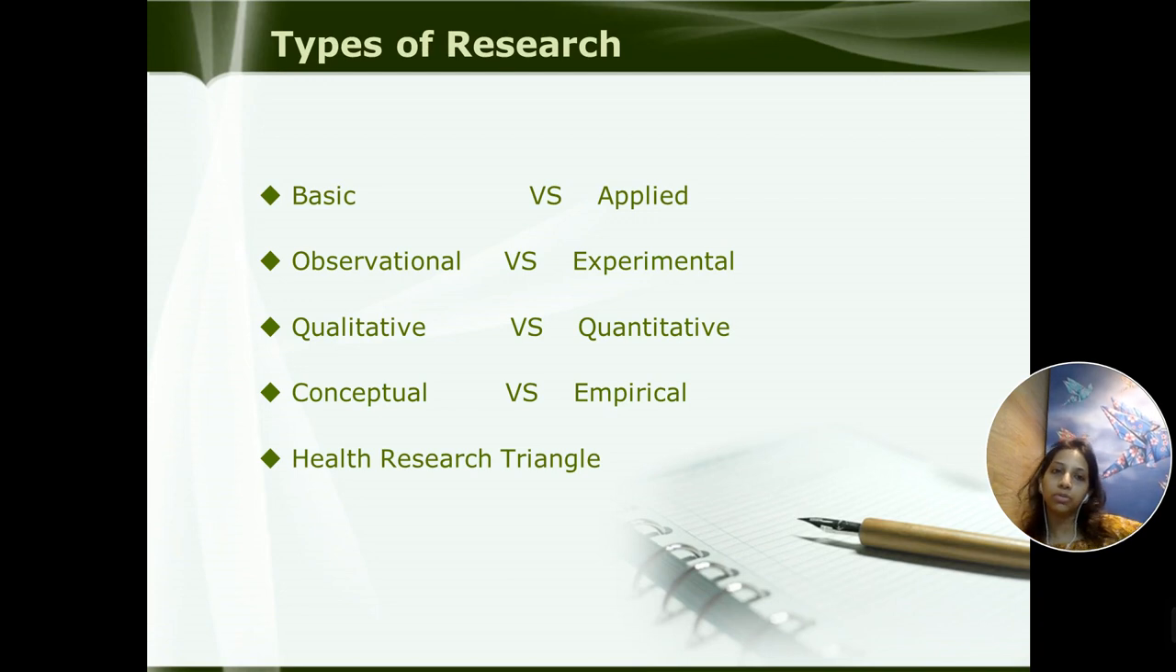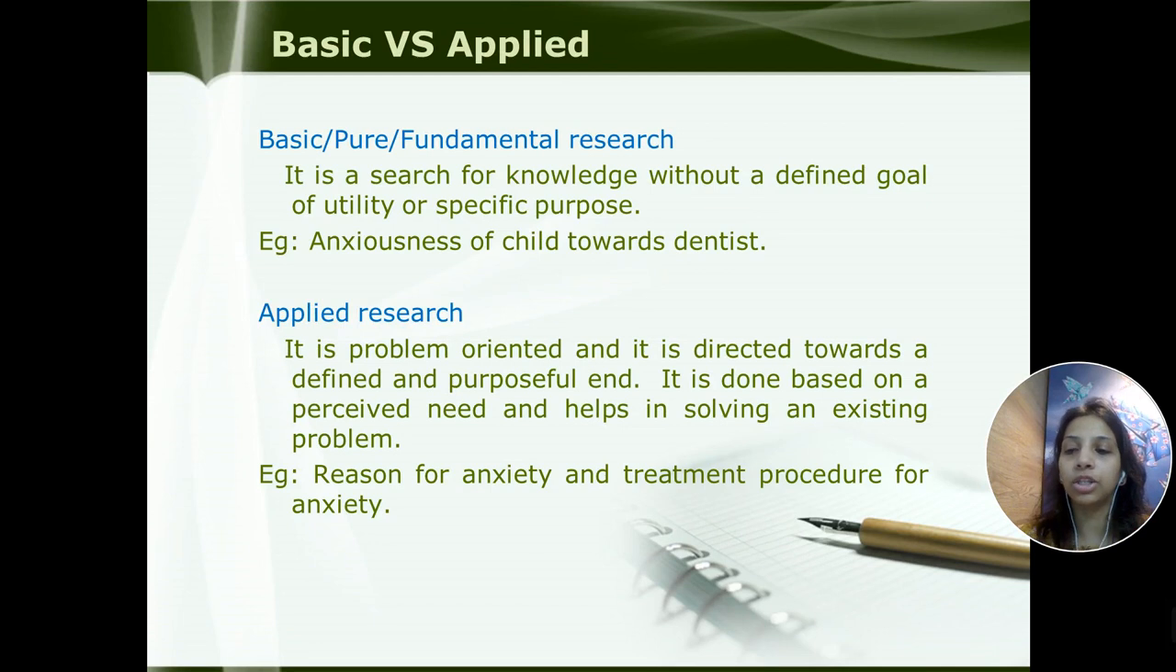So what are the different kinds of research, or what is the classification of research? The first classification is basic versus applied. The second is observational versus experimental. The third is qualitative versus quantitative. The fourth is conceptual versus empirical, and the last is the health research triangle. Now we will see each of these in detail. What exactly are each of these?